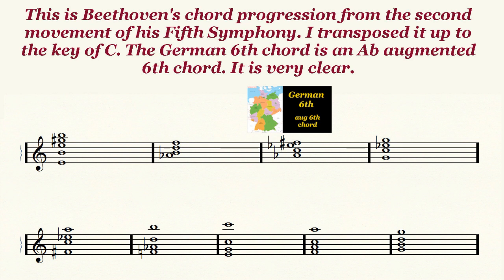Let's start off with a fairly simple chord progression. This is from Beethoven's Fifth Symphony, the second movement. It appears to be in the key of E major, but the original key of the movement would be C major, so we're really going back to the right place, back to C major.